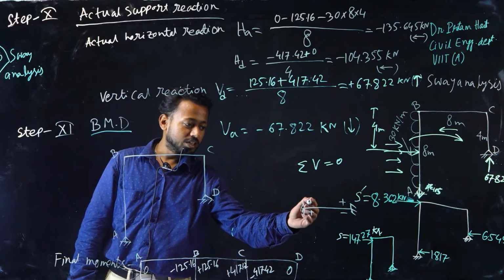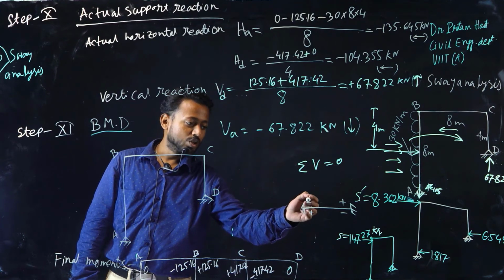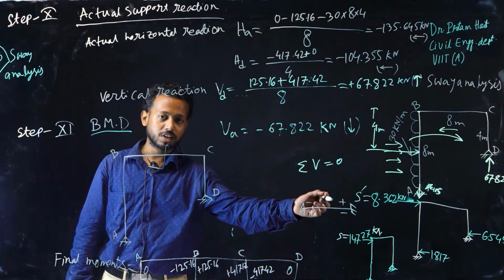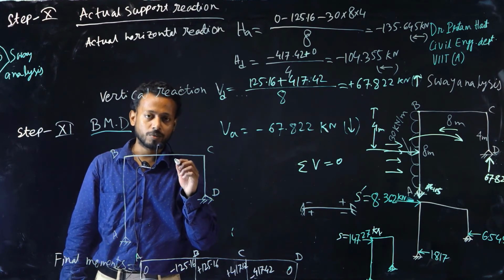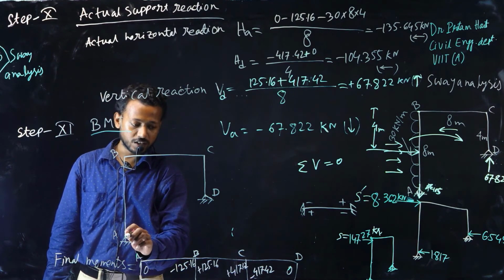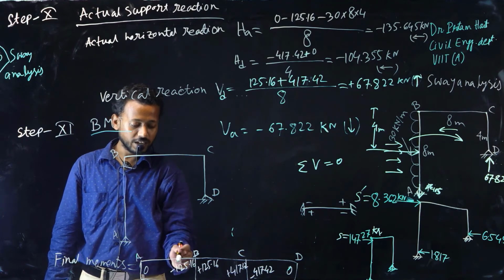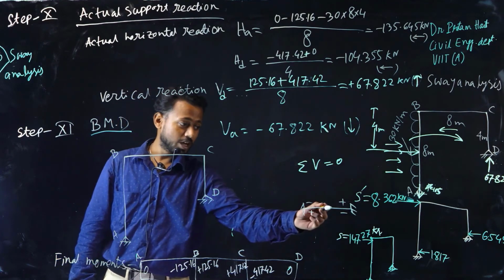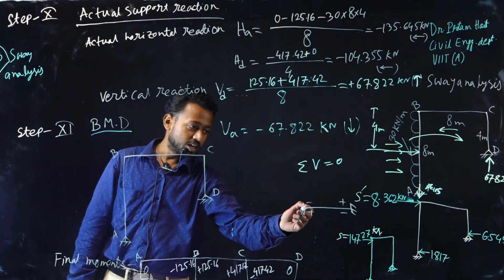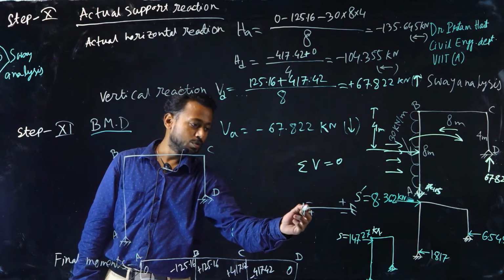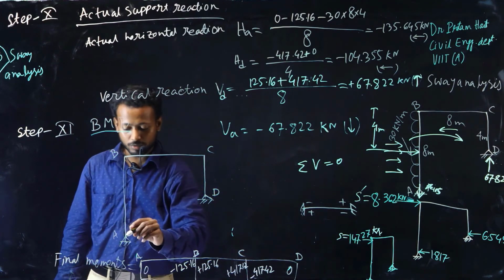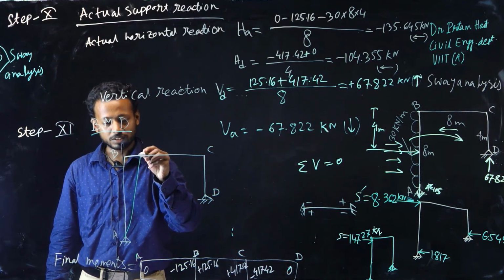Always remember this sign convention: left side top negative, bottom positive; right side top positive, bottom negative. Remember this sign convention, it will be easier to draw the bending moment diagram. From 0 to negative, 0 means from here I will start, and on the right side it is negative, that means I have to go down, because on the right side negative is down. So I will draw like this.